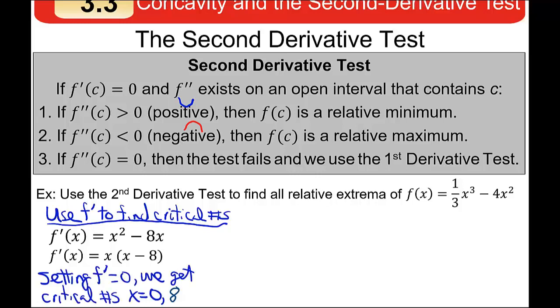Now, this is a polynomial function, so there won't be any critical numbers coming from having the derivative undefined. That's the nice thing about polynomial functions. That never happens.